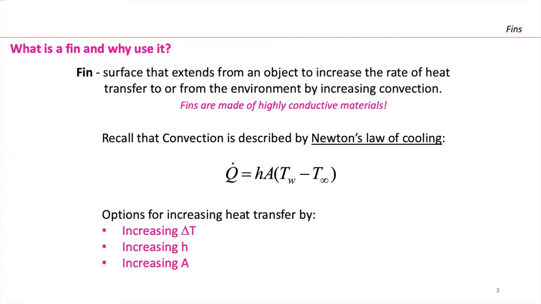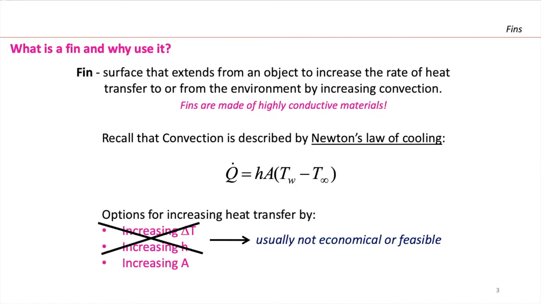positive heat transfer rate. So then if we look at Newton's cooling law, we have several options for increased heat transfer, right? The first one would be increasing delta T, the second one increasing the convective heat transfer coefficient, and the third one increasing the surface area exposed to convection, right? However, the first two are usually not economical or not feasible.